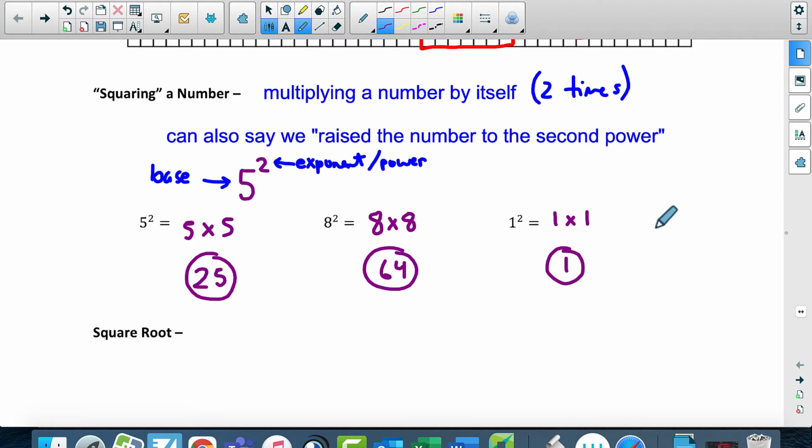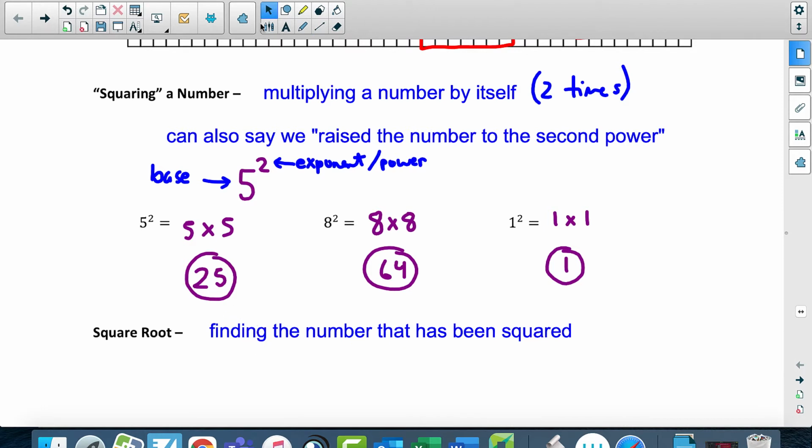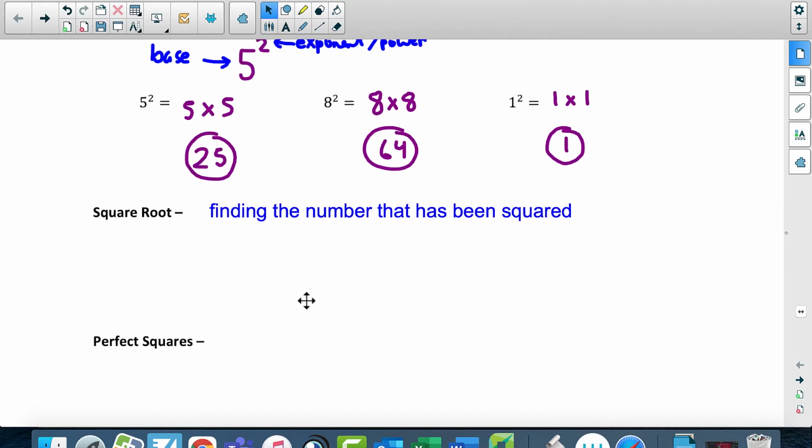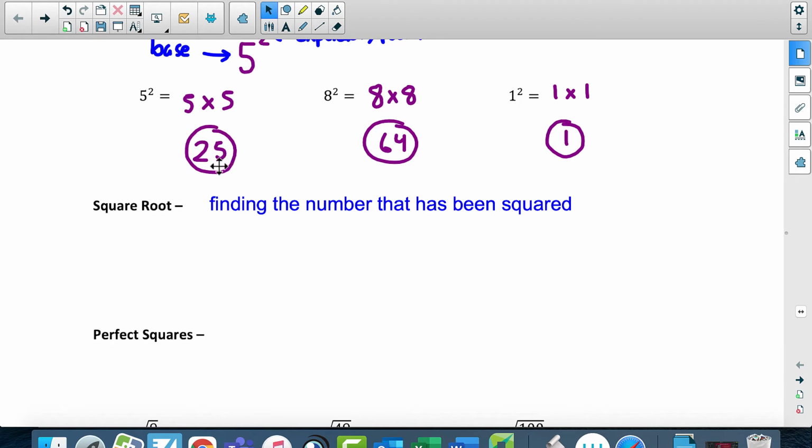Okay, now square root. Square root is just the opposite. So that would be like if you start with the 25 and you go back to the 5. What you're doing basically is finding the number that has been squared. So for example, if I wanted to know what the square root of 25 is, I'm asking you, what's the number that got squared to get 25? Oh, well the number that got squared to get 25 was 5. Not 5 squared, but just 5. What was the number that we squared to get 64? We squared 8. So the square root of 64 is 8.